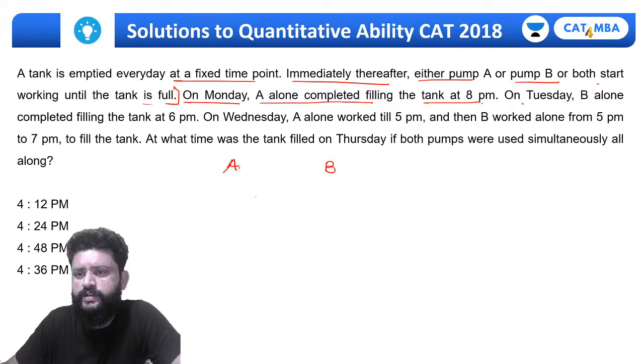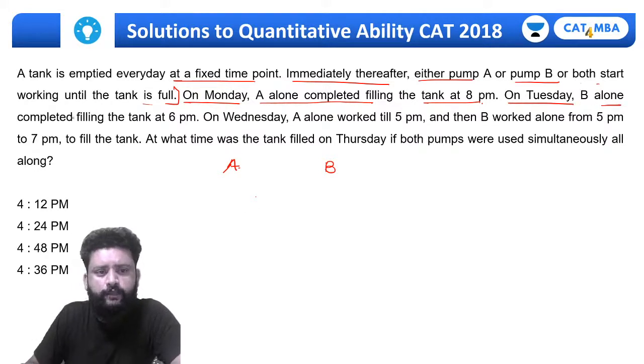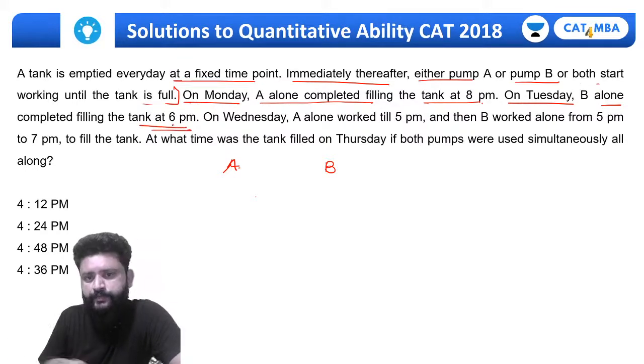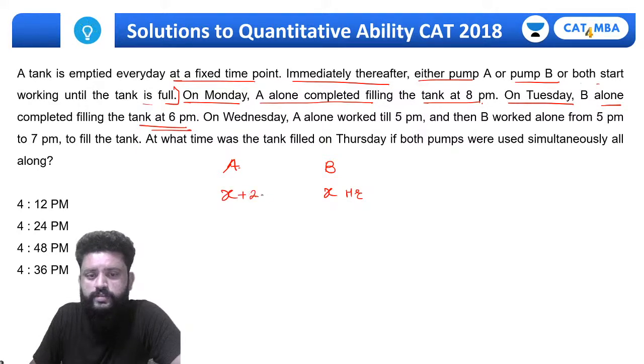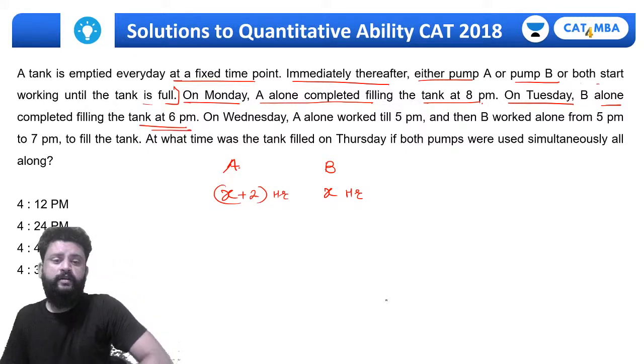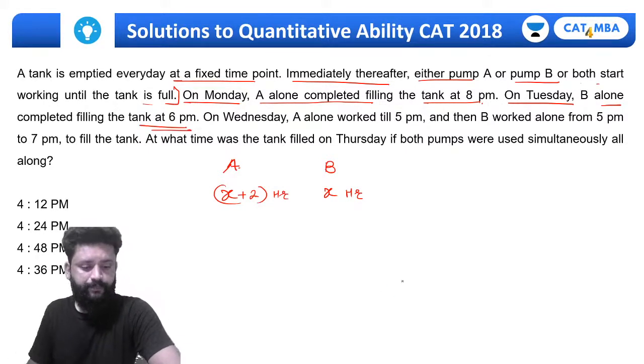Let's read the question first. On Tuesday, B alone completed at 6 p.m., means 2 घंटा पहले, right? So if I say कि B takes X hours to fill the tank, A must take X plus 2, that is 2 hours more. Time by A and B to fill the tank.